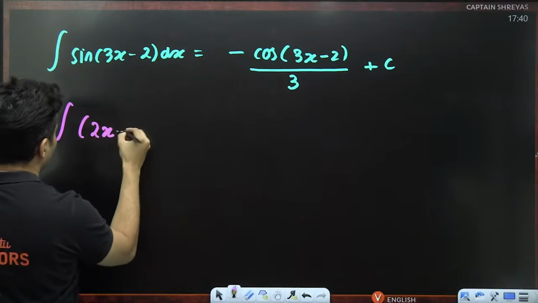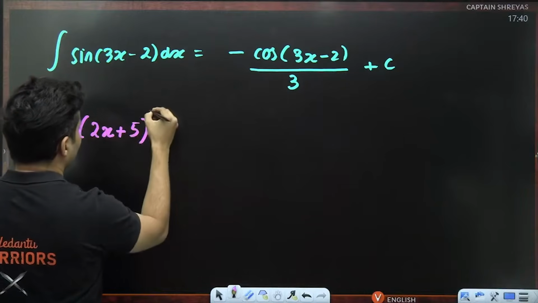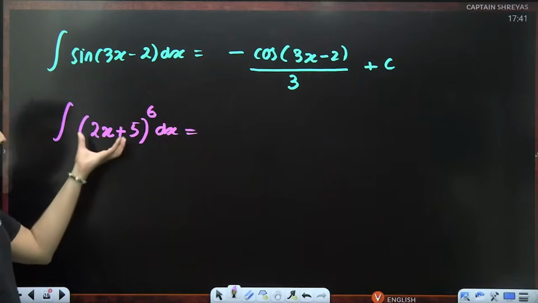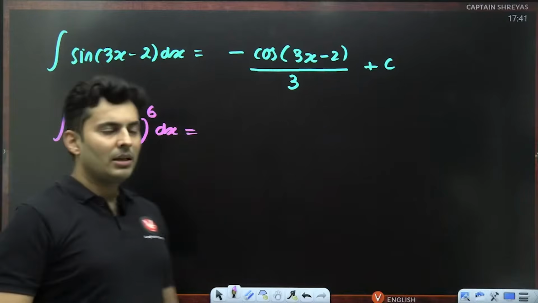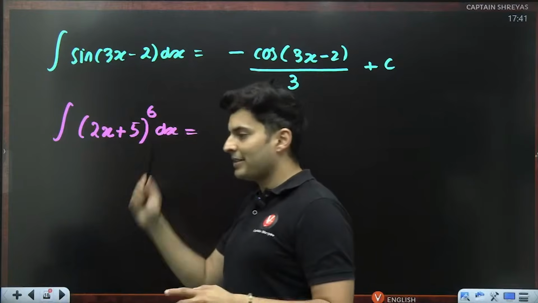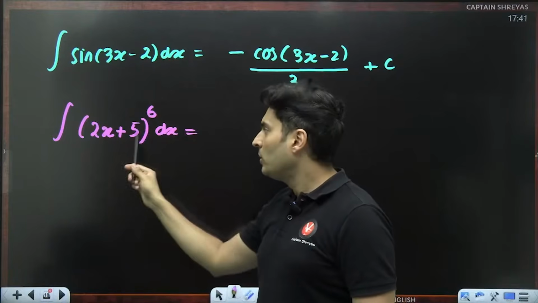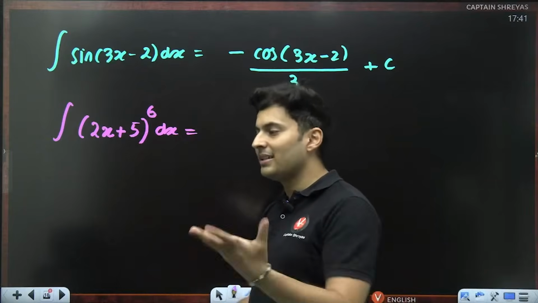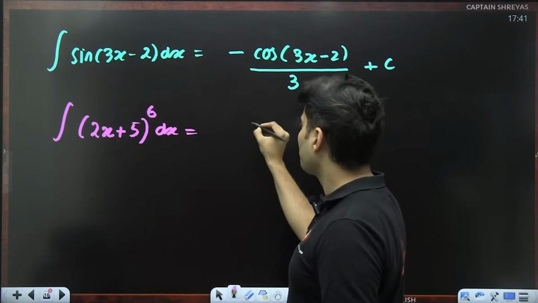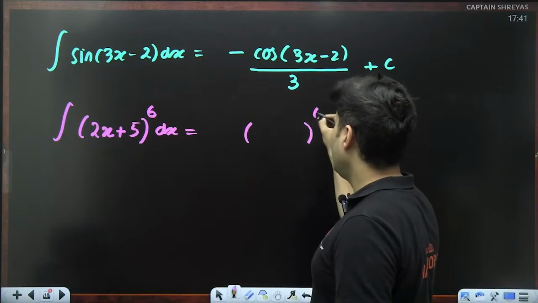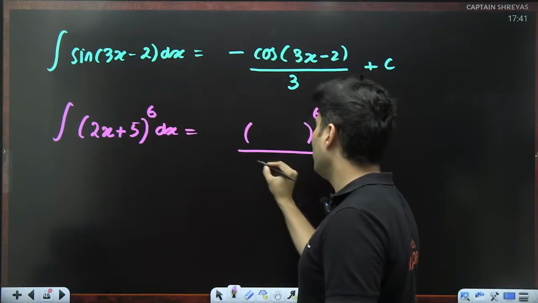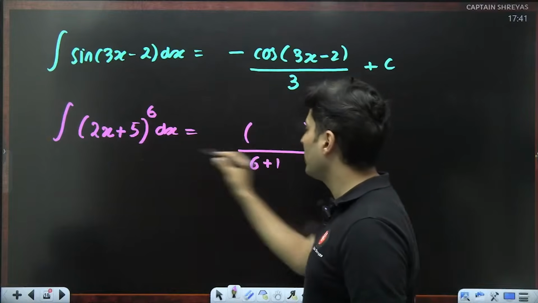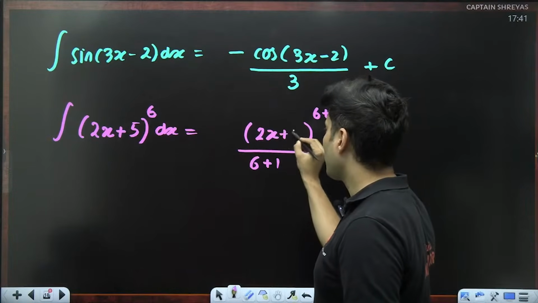Integration of (2x + 5) raised to 6 dx. This is of the form x raised to n, but instead of x, you have ax + b, with a being 2 and b being 5. Normally, if the integration of x raised to n was asked, what will you do? That's x raised to n + 1 upon n + 1. This is what you would do. Now, instead of x, what is there? 2x + 5. Very good.